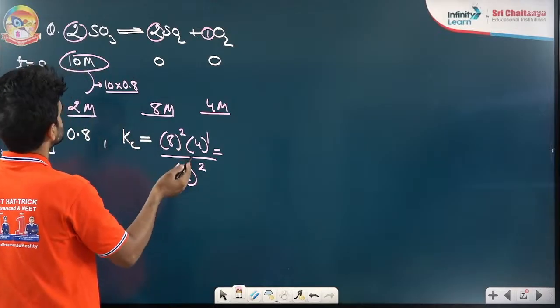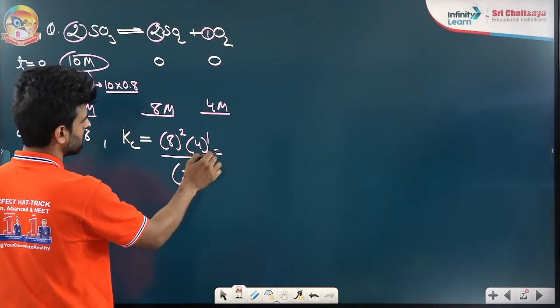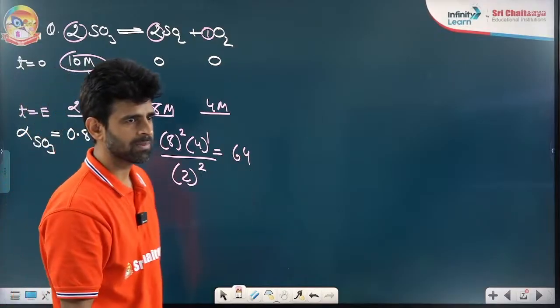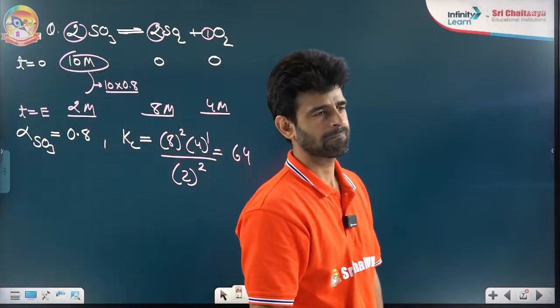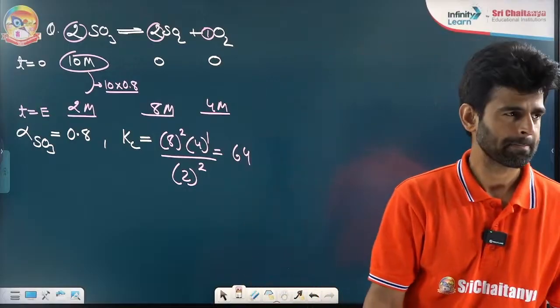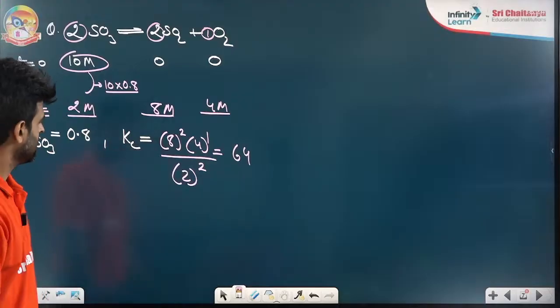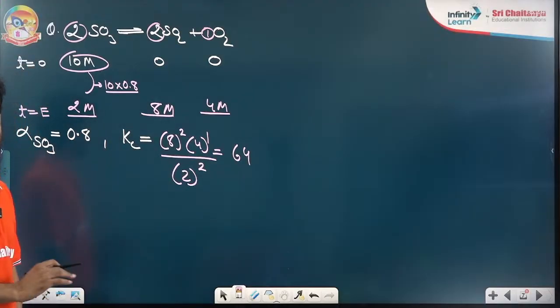Yes, 2 power 2 gives 4, so 4 cancels out. How much is coming? 8 power 2, that is 64. Correct, bachche? 64 is coming. Yes, Gayatri, what's coming? 64. So I hope we are clear about this question.